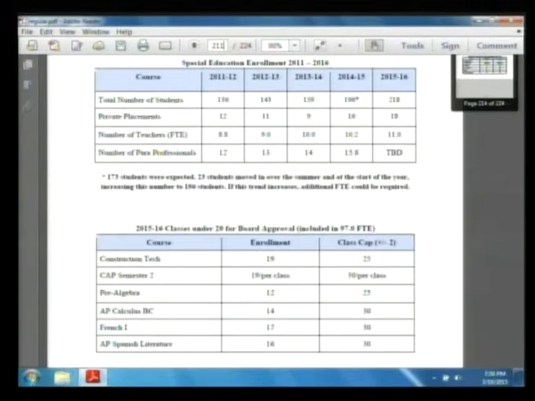And your 218 is making an assumption of transfers coming in? No, it is not. Those are just based on our current students and 8th graders, but not the transfers. We don't know transfers with IEPs.